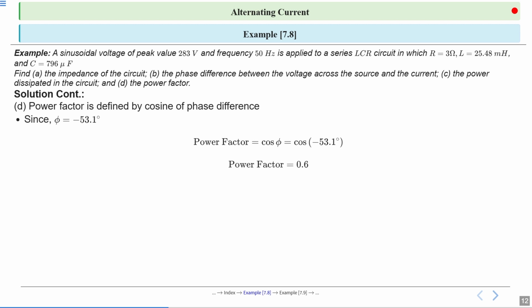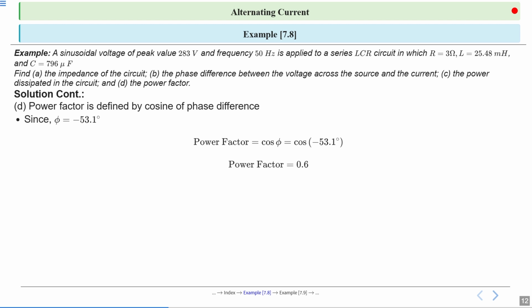Also we can calculate the cos value. Cos phi is equal to R by Z. What is R? 3. What is Z? 5. So cos phi is equal to 3 by 5. In simple words, we can find cos phi with the help of its formula, that is R by Z. R is 3 ohm, Z we have calculated 5. So 3 by 5 is 0.6. This is the simplest way.